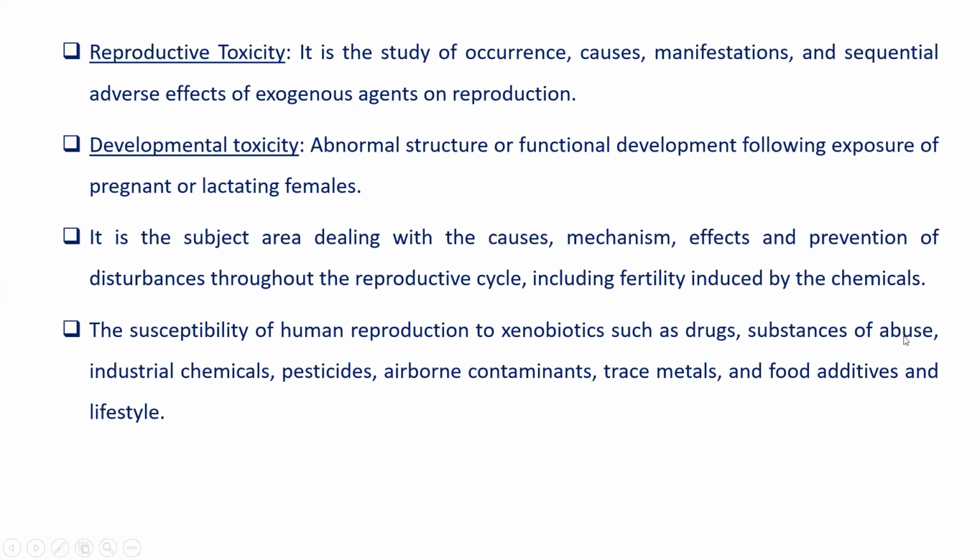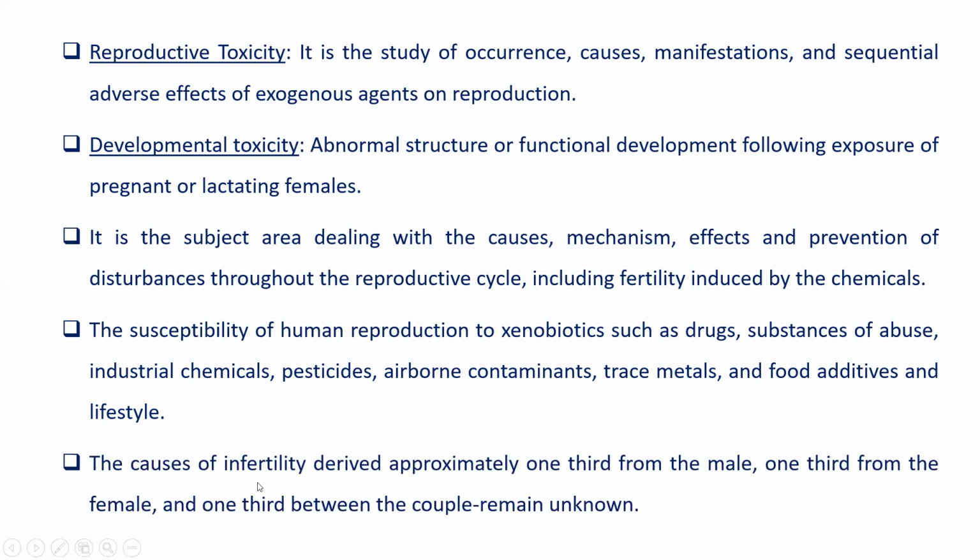Then substances of abuse like morphine, codeine. Then industrial chemicals. Various industries release chemicals which are really toxic to the human body. Then pesticides like DDT. Airborne contaminants. Then trace metals like cadmium, lead, and arsenic, which are there in nature at a very trace level. And food additives and lifestyle. Apart from all these things, lifestyle plays a very important role in reproductive toxicity.